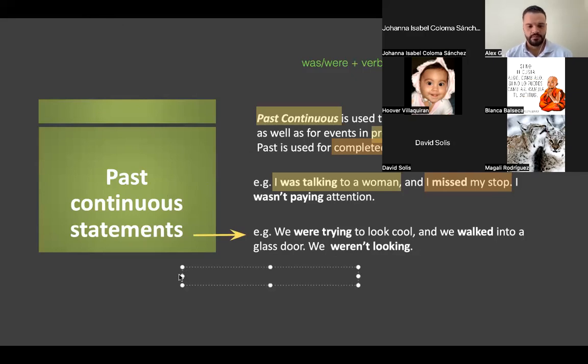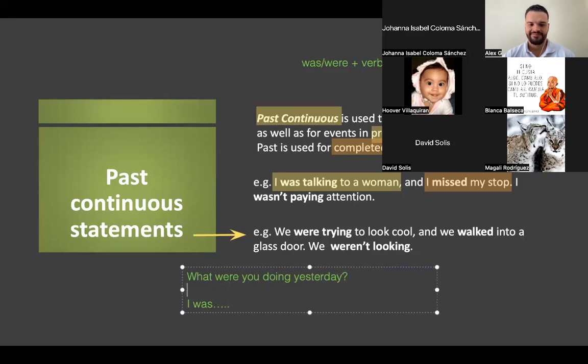If I ask you, what were you doing, let's say yesterday? Hoover, what were you doing yesterday? I was going to a bar. Excellent. What about Magali? Magali, what were you doing yesterday?